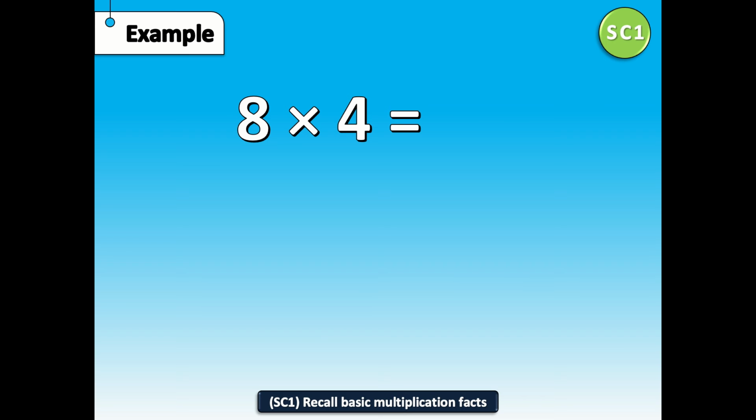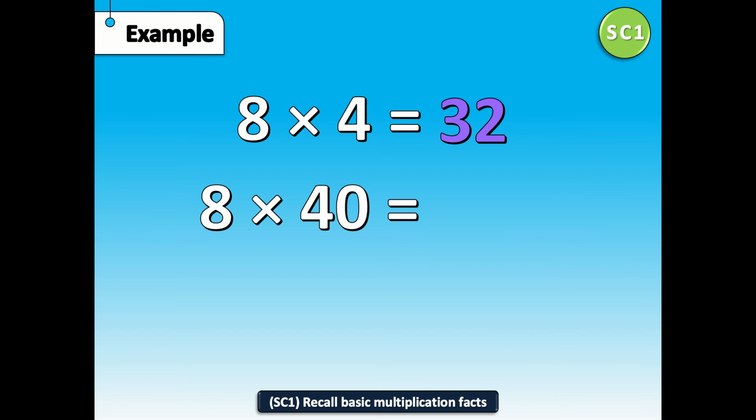Here's another example. So if we know that 8 times 4 is 32, that means 8 times 40, because the question has 1 0 in it, we add a 0 to our answer, so 8 times 40 is 320.